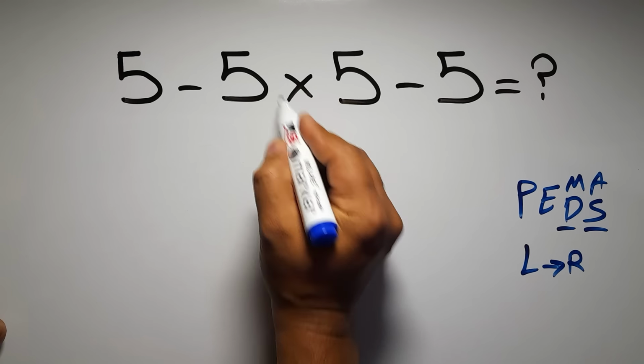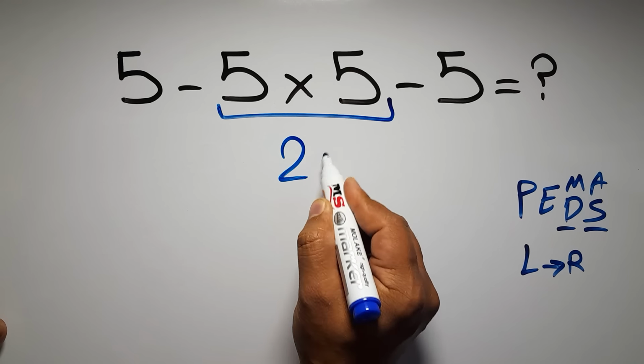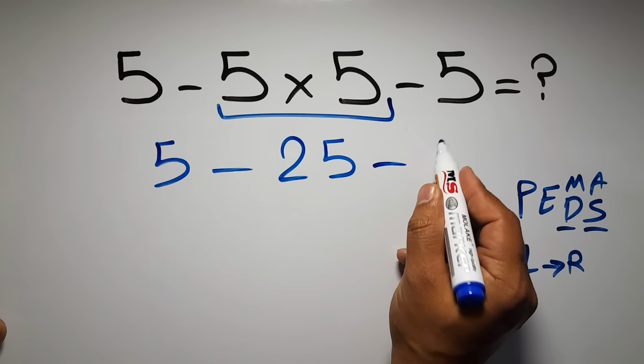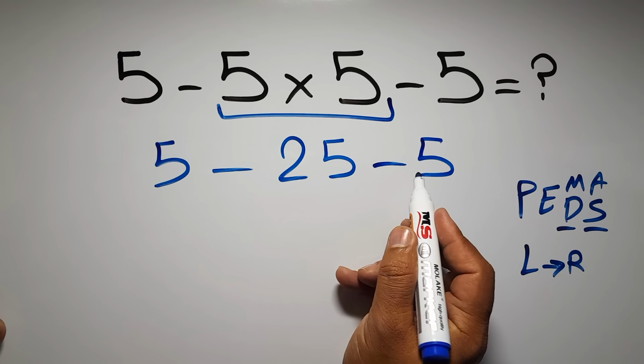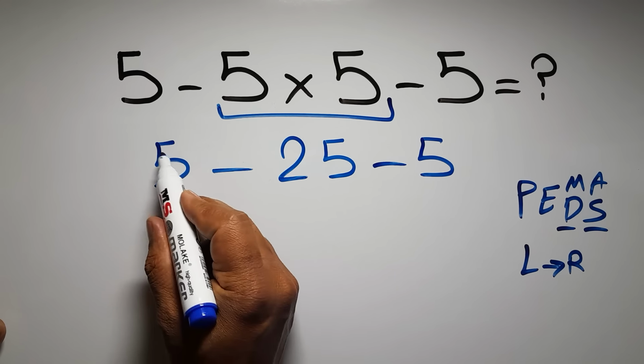So first this multiplication. 5 times 5 is just 25. So 5 minus 25 minus 5. Now we have 2 subtractions. And when we have more than 1 subtraction in an expression, we have to work from left to right.